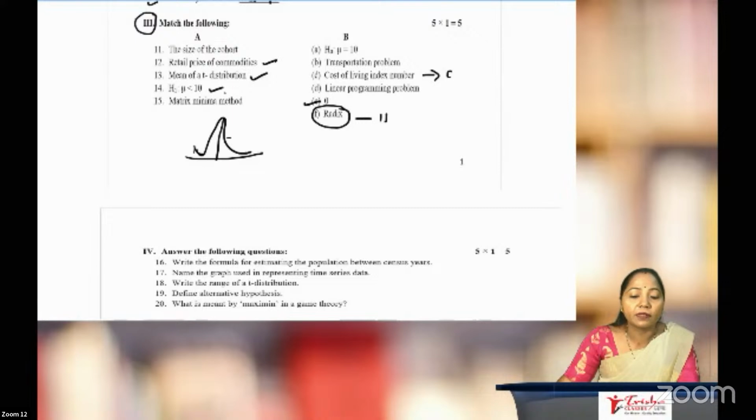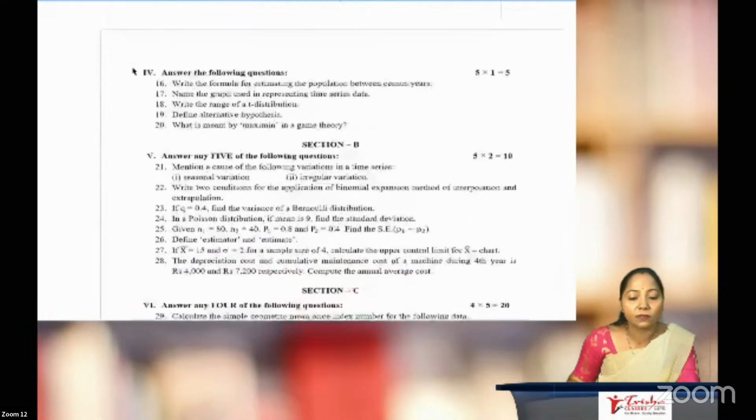Question number 14, inference. The alternative hypothesis is given: mean is less than 10. What should be the null hypothesis? It is always equal. Mu is equal to 10. Question number 14, matrix minima method. Which chapter? Transportation problem.